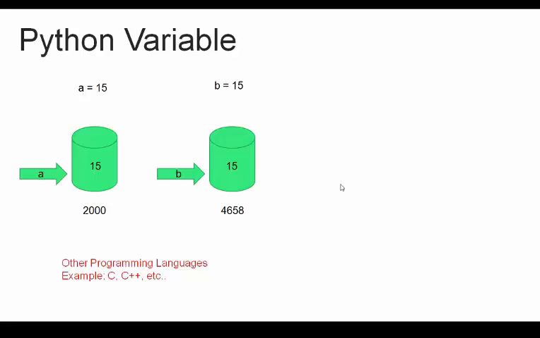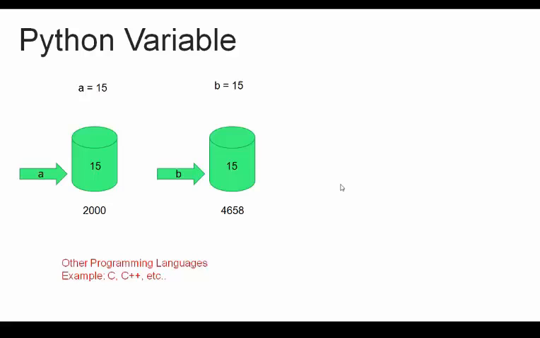a = 15, b = 15. Now the value of both variables is the same, which is 15. When I execute the statement in a particular language, it depends on the compiler or interpreter of that language. It allocates a separate memory for both the variables and stores that value in each memory address, and each variable references its own memory address.